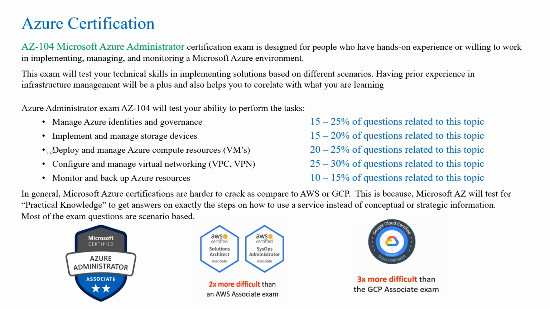Further, we have deploying and managing Azure compute resources. That is creating our virtual machines, tweaking, fine-tuning, installing patches, upgrading, all those things. And again, 20 to 25% of the questions are based on Azure compute resources, that is virtual machines. Another very important topic is VPC and VPN, virtual private cloud and virtual private network. Here, once again, you can see the weightage is 25 to 30%. This is one of the top question areas where most people either do not attempt it or go with a wrong answer and are not able to get the certification.